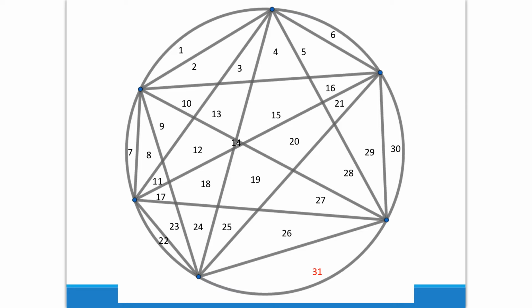Well, look at the diagram. Did I double count anything? Did I miss anything? No, it looks like I've got it all. Apparently there's only 31 regions, not the 32 that you were probably predicting.